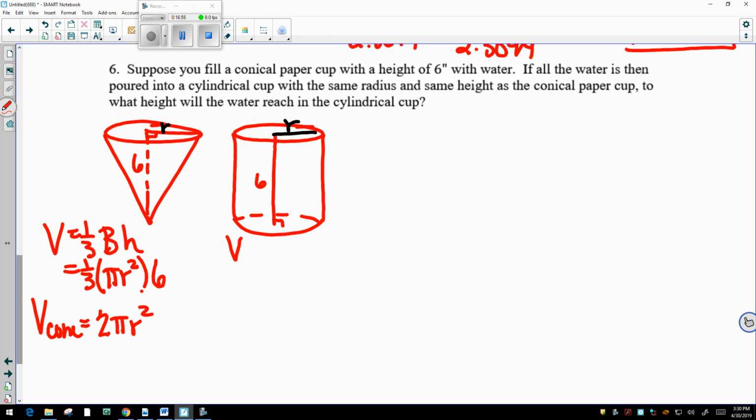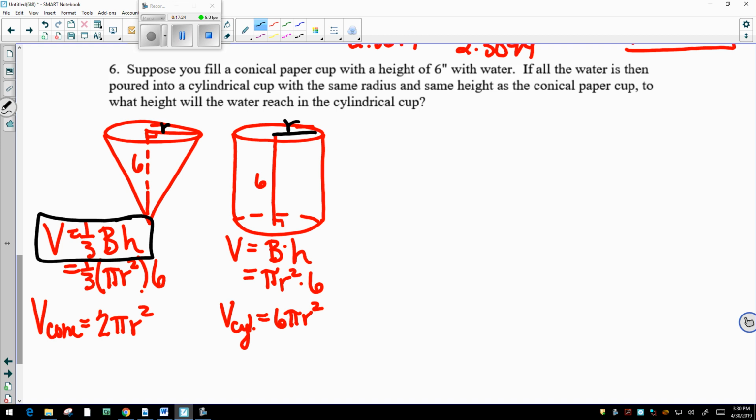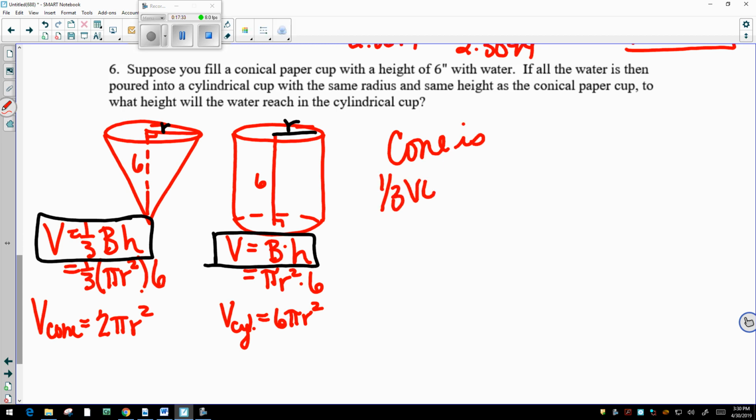And we're going to do the same thing for the cylinder. The only difference here is it's just a big B times H. I don't have the 1/3 in front. So I have pi r squared times a height of 6. So the volume of the cylinder is going to be 6 pi r squared. So if I look at the two of them, I should be able to see a difference of 1/3, which should hopefully make sense because our original formulas, the only thing that was different in these formulas is a 1/3. Okay, so I can tell you that the cone is going to be 1/3 the volume of the cylinder.